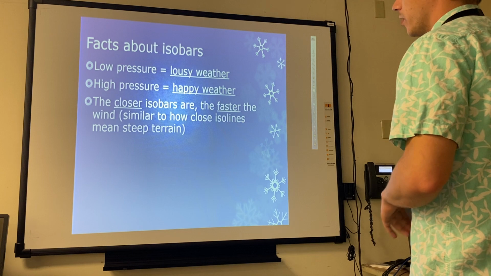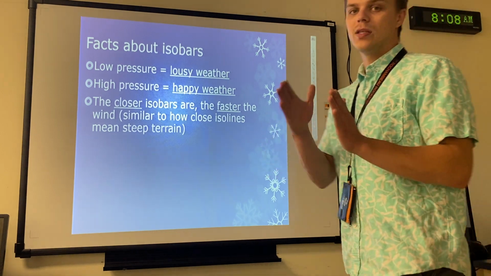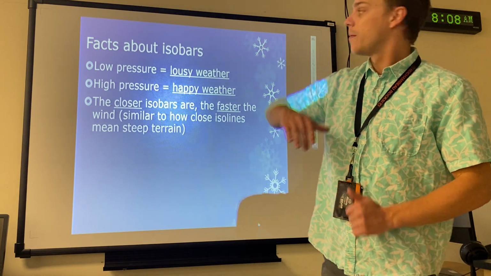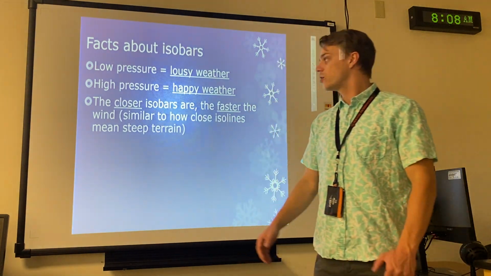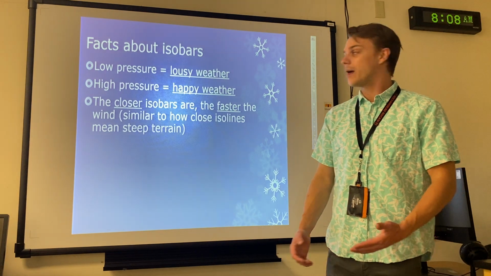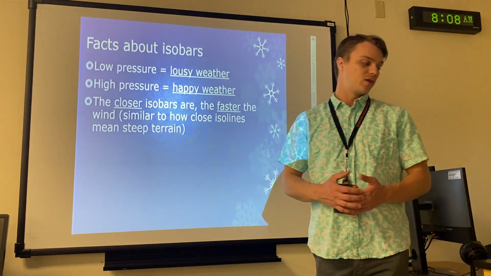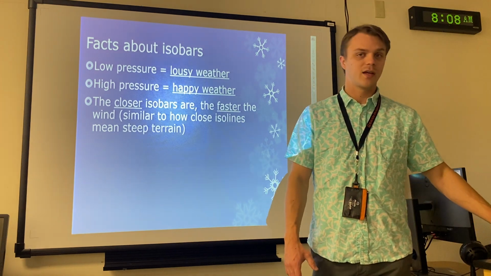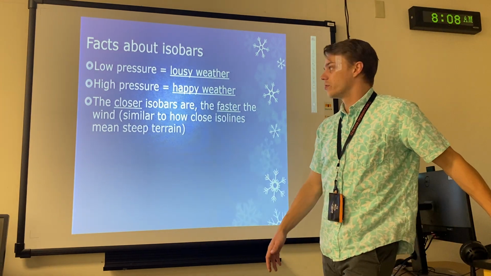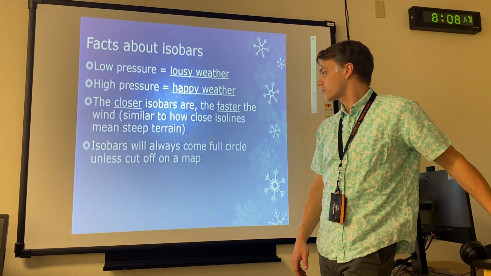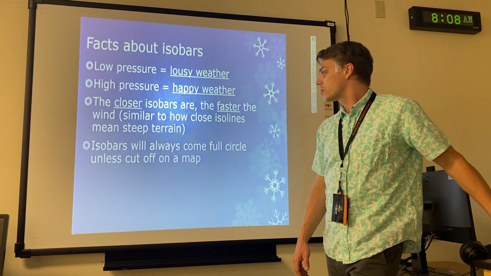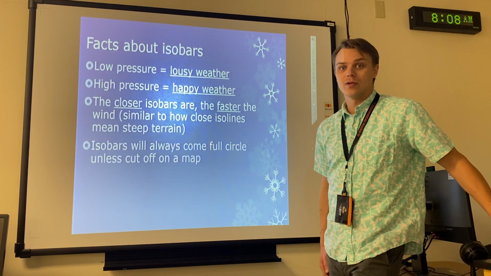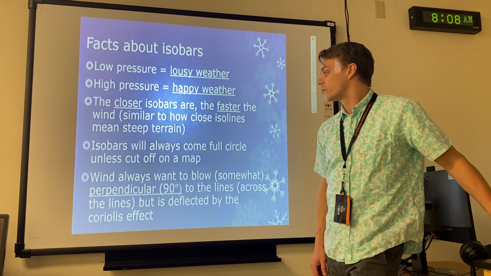So, this is really important. Close isobars. Just like how when lines on a contour map are really close to each other, it's steep, when lines are close together on an isobar map or an air pressure map, that means there's going to be fast wind. So around a hurricane, the isobars are really, really close to each other, which is why hurricane wind speeds reach beyond 150 miles per hour in some cases. And isobars will always come full circle, just like elevation maps will always come full circle, whether it happens on the map or not.